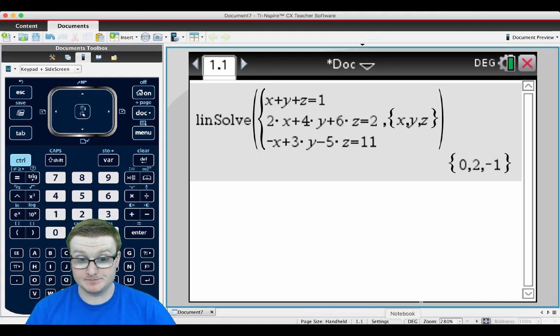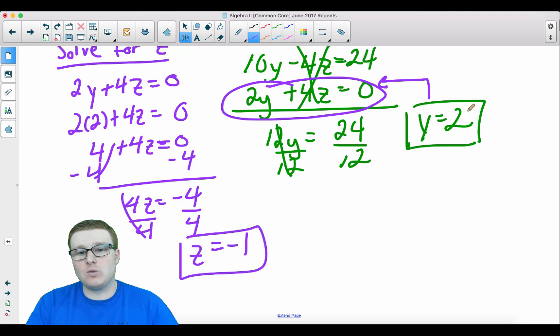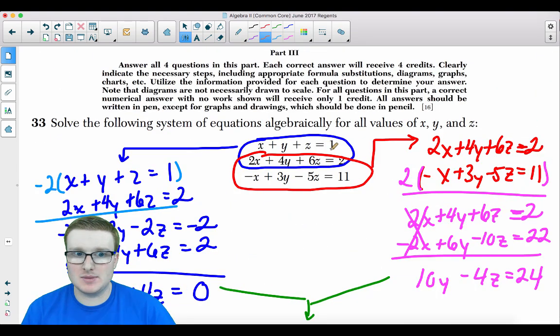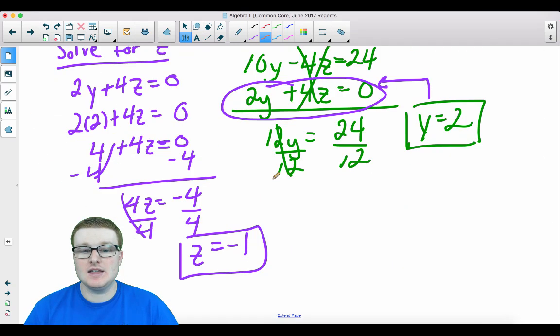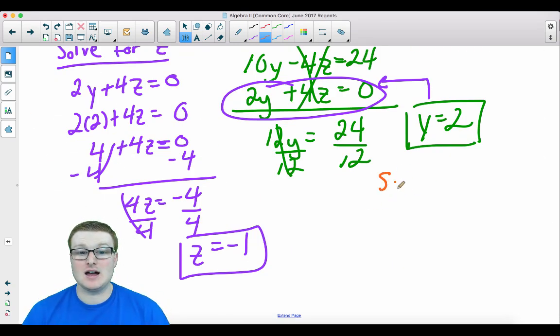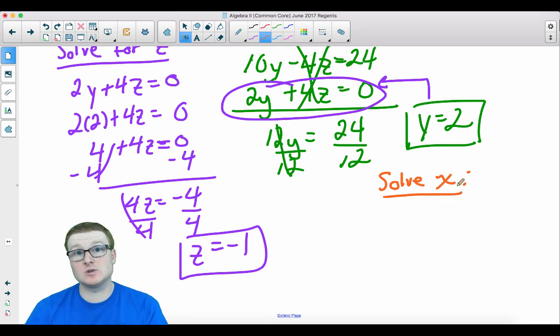We're that much closer. So now once we have y equals 2 and z equals negative 1, we're going to take those two numbers and plug them into the first one, x plus y plus z equals 1. That is the easiest one to deal with. So let's just go ahead and do it. Solve for x. Now that we have the two variables, we can plug them into the 3-variable equation.